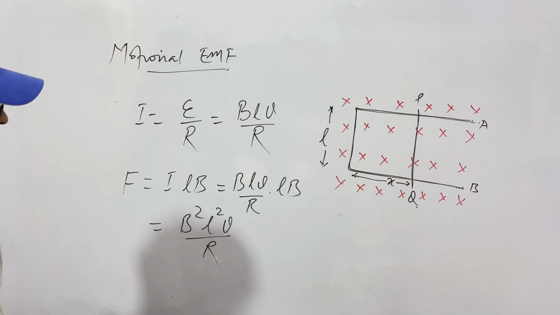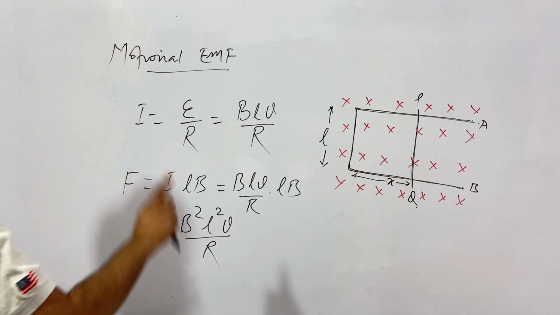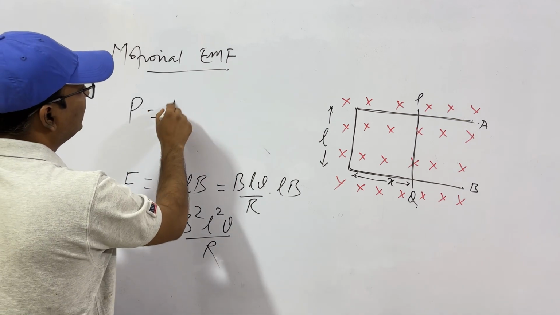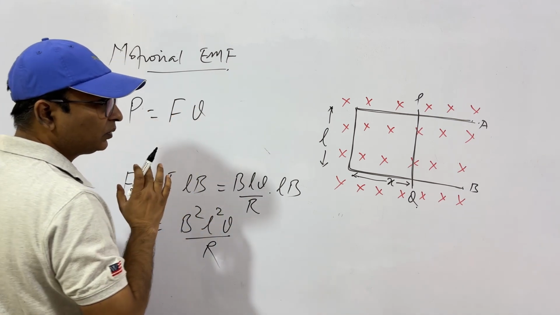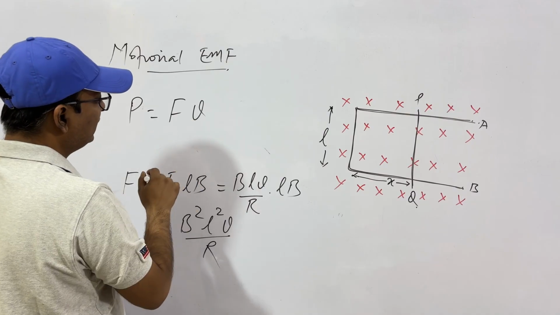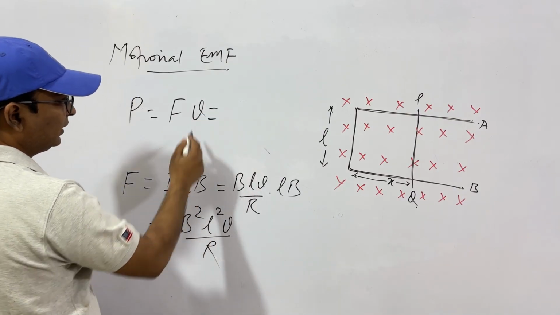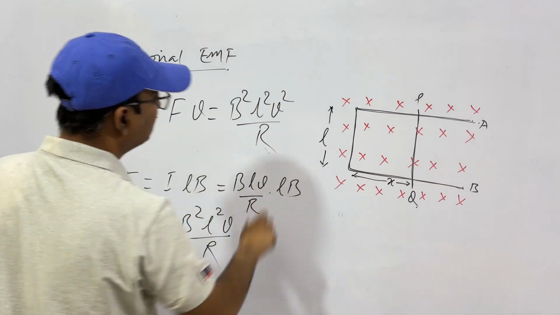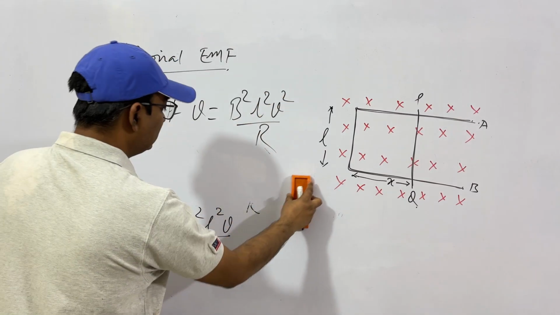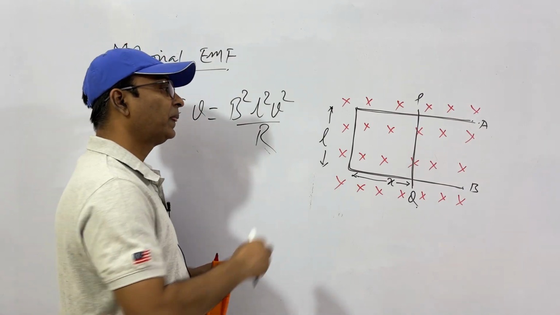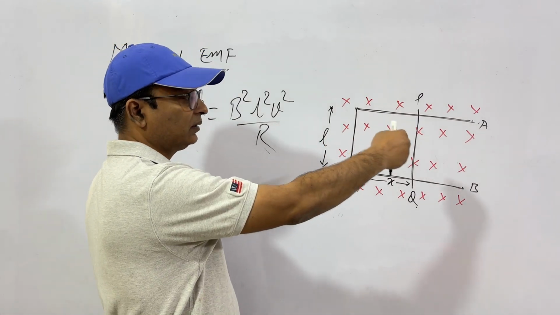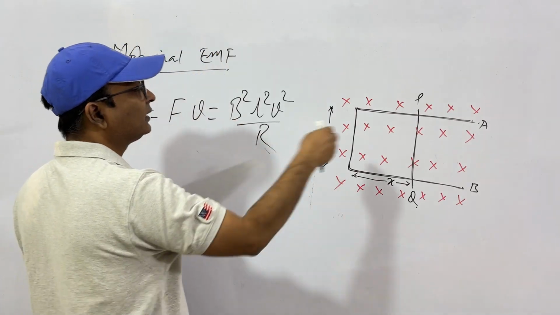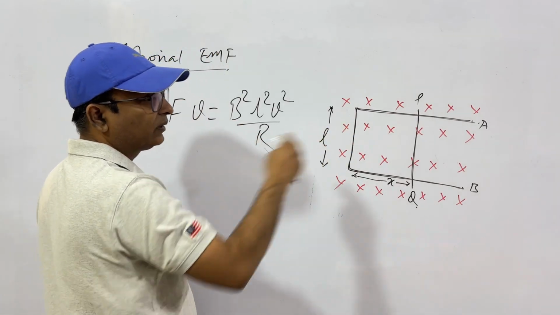Okay, so now we have found current, we have found force. Next thing we want to know is power. So what is the power? Power is force into velocity. This is F dx by dt. So this is force, and this is V. So what we'll get is B square L square V square by R. This is power. Now, what is the meaning of this power? Power means if you are moving this rod, you require power. So this value gives the power required to move that rod.